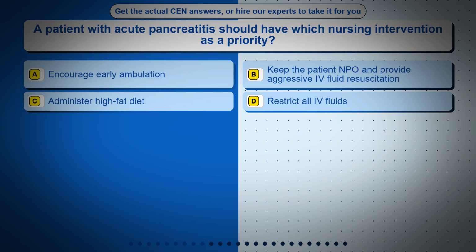Question 9. A patient with acute pancreatitis should have which nursing intervention as a priority?